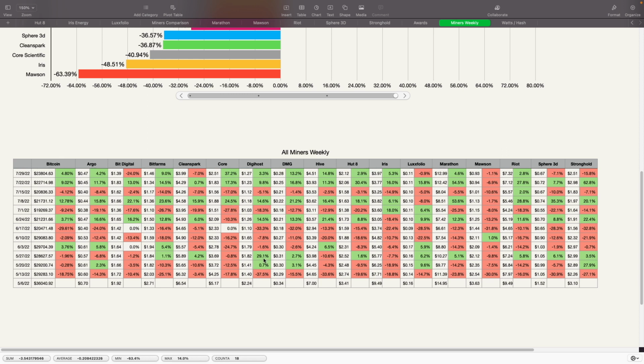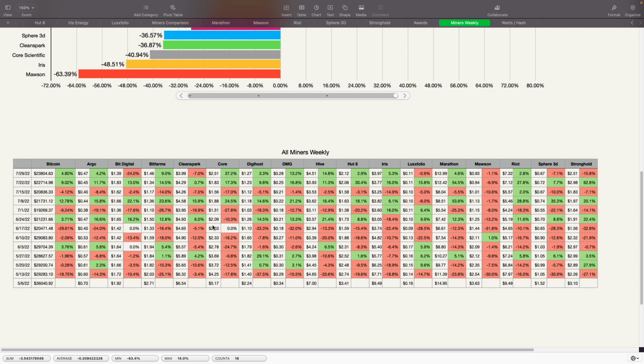DigiHost is up 6 weeks. DMG is up as well 6 weeks. Hive is up 5 weeks. HUT 8 is up 5 weeks as well. Iris is up 4 weeks. Luxfolio is up 6 weeks. Marathon is up 5 weeks. Riot is up 6 weeks. Sphere is up 4 weeks. And Stronghold is up 5 weeks. So we're starting to see a little bit more green, which is good to see.